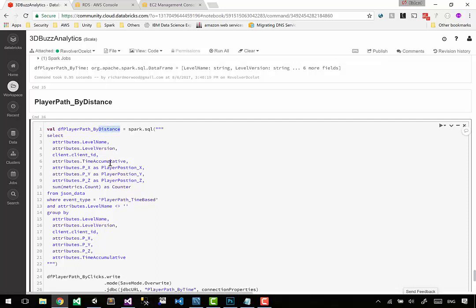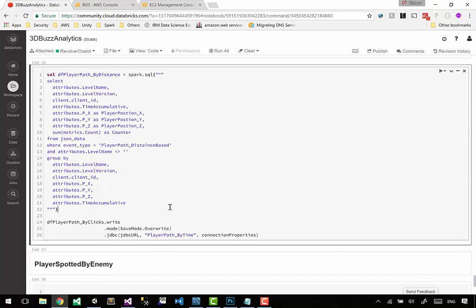Yeah. I'm using the wrong word there because I'm trying to type out as I think and say stuff, and it's not working. Distance. Distance. Distance. I was looking at that for a while going, how do I fix this? By time, df, player path by distance. Now, time accumulative doesn't exist inside of this one.